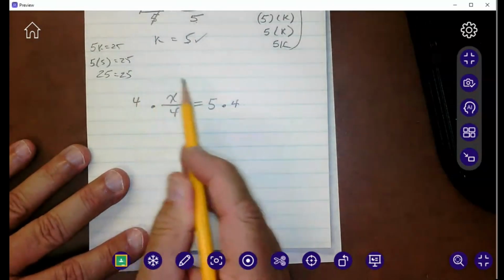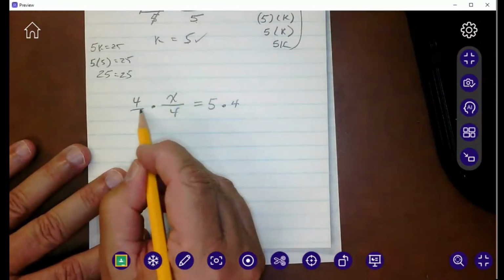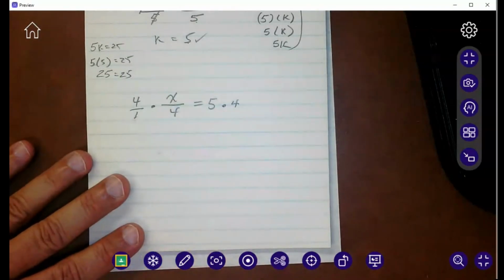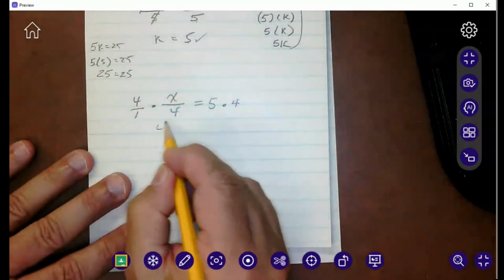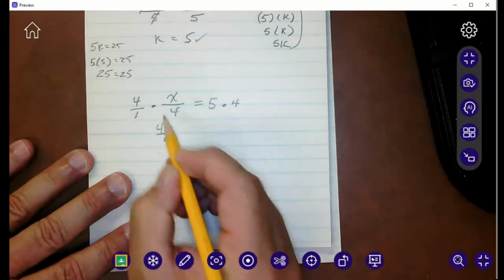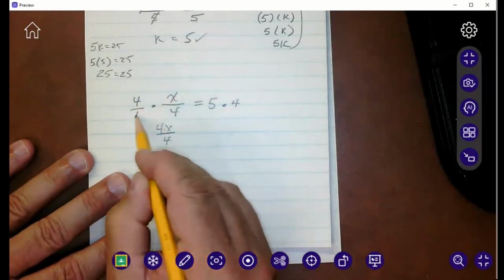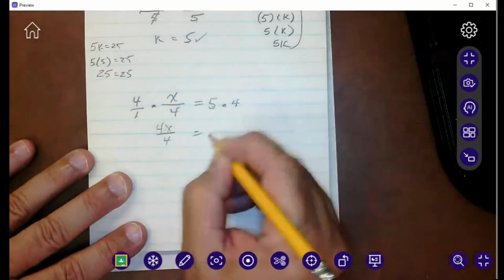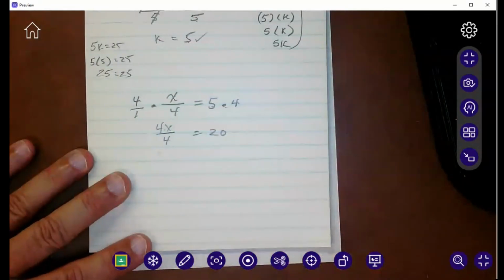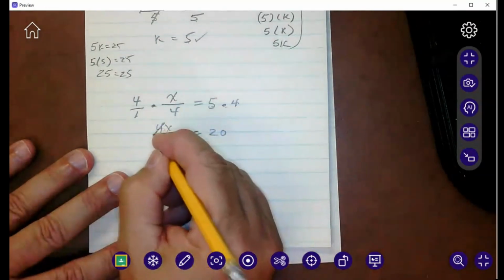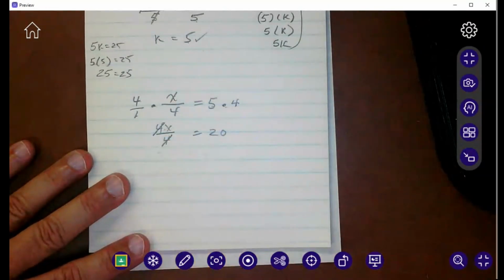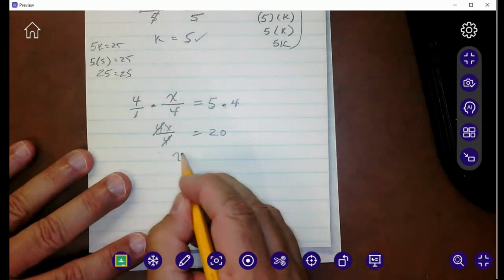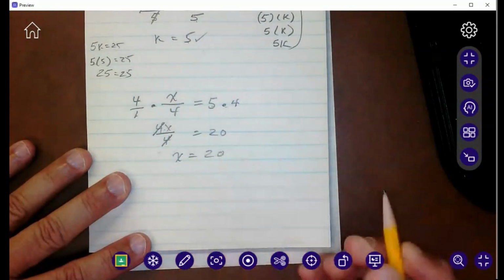Here we are back at fractions. 4 can be written as 4 over 1. This really becomes 4x over 4. 4 times x is 4x. 1 times 4 is 4. Equals 5 times 4 is 20. Simplify fractions. The 4's divide out. We're left with x equals 20.